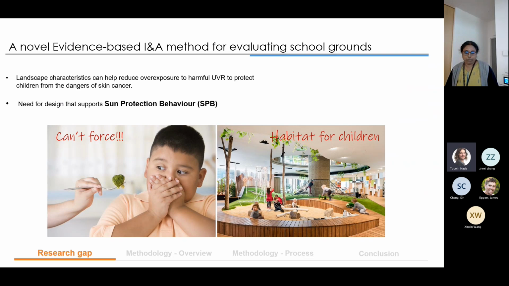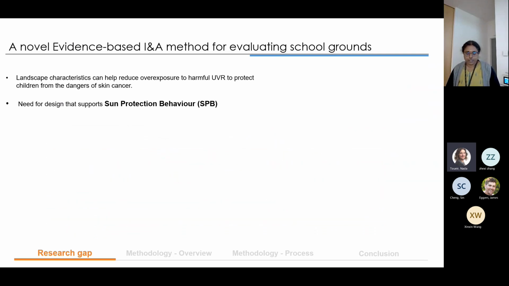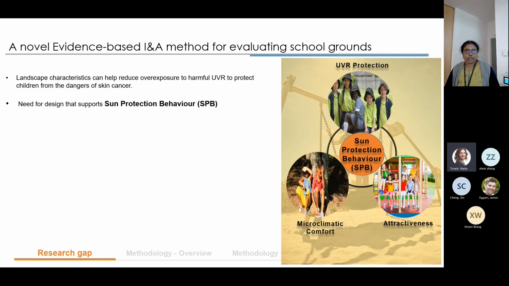In other words, it is important that we design a habitat for children where this protective behavior is promoted more spontaneously. Based on the literature review, the hypothesis is that to design children's outdoor play areas that support sun protective behavior, 3 factors need to be in place. 1, the UVR protection factor. 2, the microclimatic factor, and 3, the attractiveness.